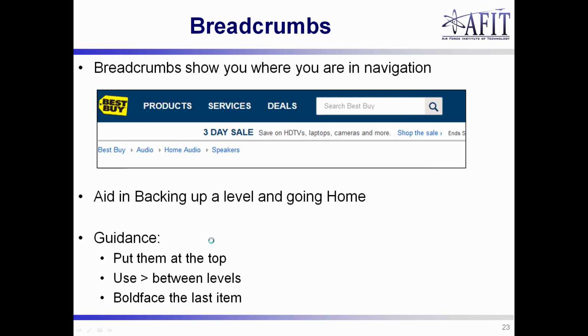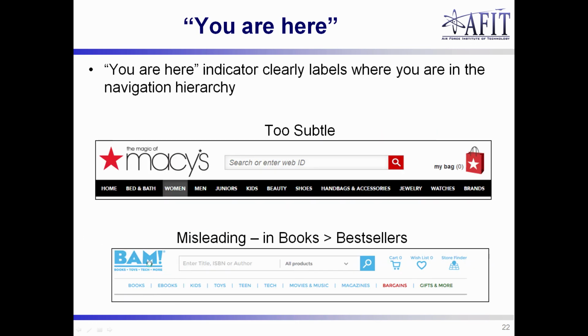The other one here is Books A Million down below. This is the one where I had clicked on Books Bestsellers, so I'm in the books section under bestsellers. It doesn't highlight it at all, and in fact, because this bargains and gifts and more here have a different color, you almost believe that you're probably in the bargains section.